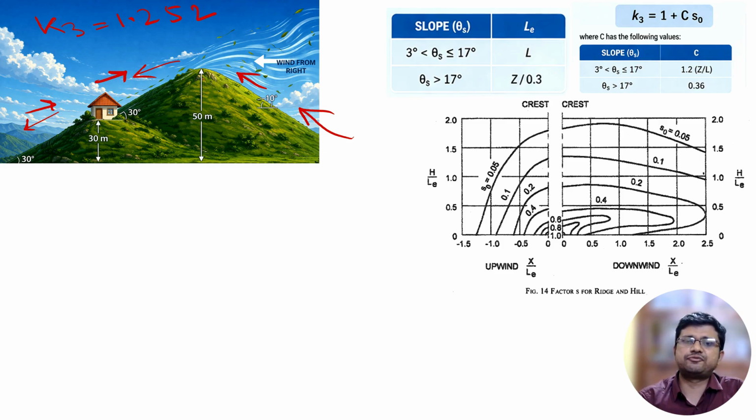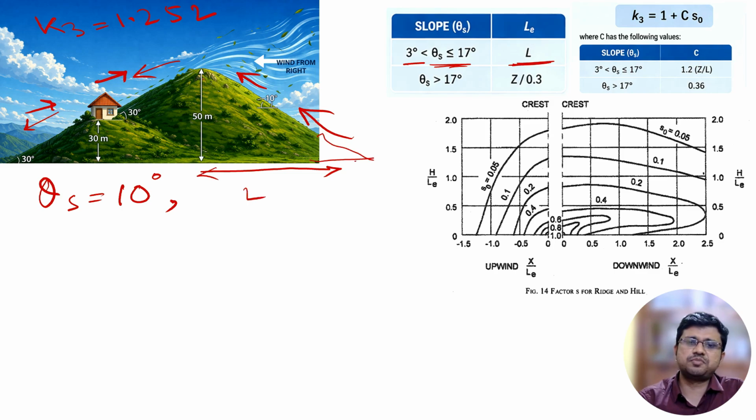Now here, if we look at this particular case, our ground slope is 10 degree. So 10 degree means our slope is in between 3 and 17 degree. So LE will be equal to L. So first we have to calculate the value of L. This will be L, if we continue this figure, this will be L.